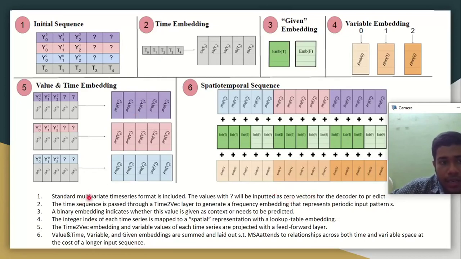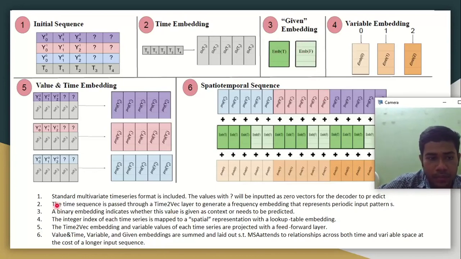The second one is that the time sequence is passed through a Time2Vec layer to generate a frequency embedding that represents periodic input patterns, which is required for predicting the seasonality of the time series data. And the third one is adding a given embedding. The given embedding can be either true or false. It specifies whether the given encoding is a context or not. If it is true, it means it's a context, which means the value need not be predicted. If it is false, it means that the value needs to be predicted. So that is to do with the third one.